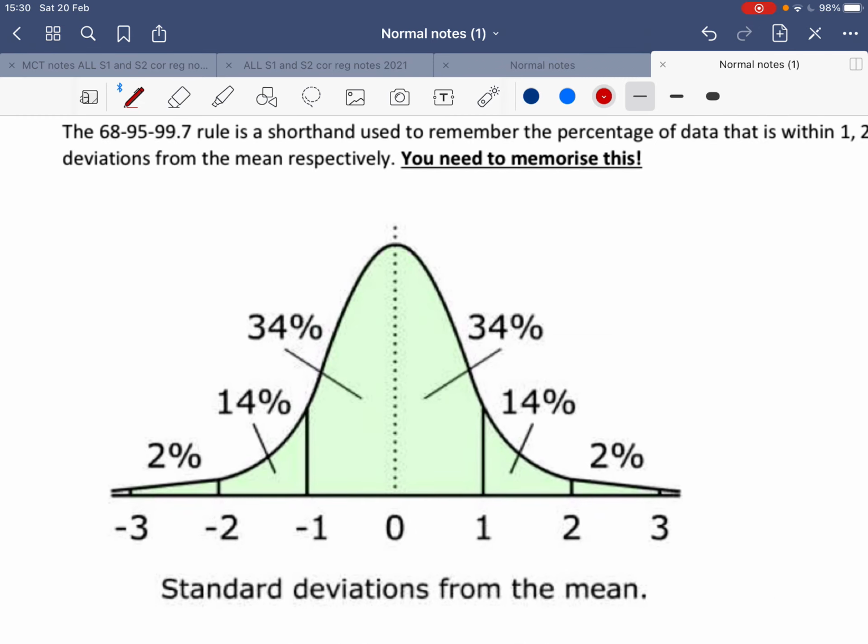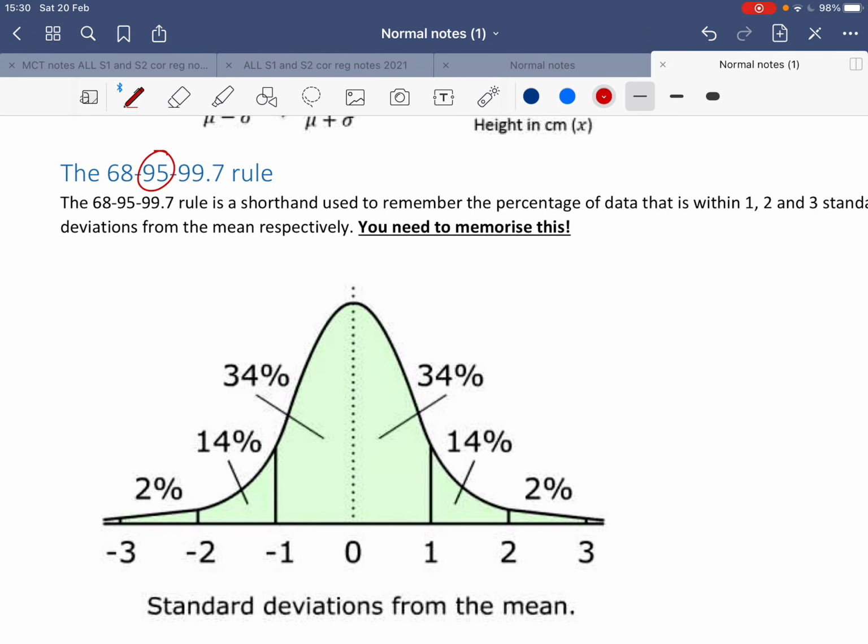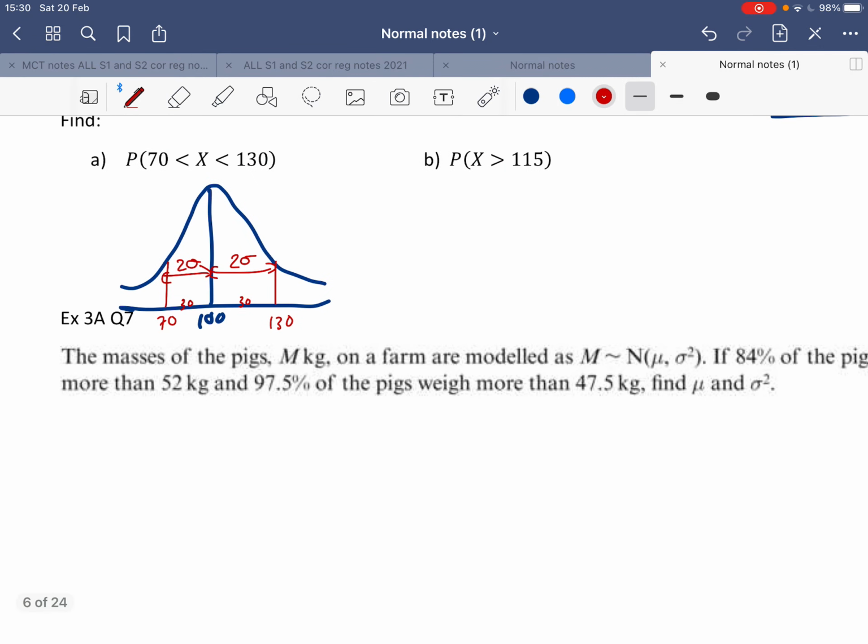So go back to your previous page to check your results. 95% will lie within 2 standard deviations of the mean. So that's 0.95.